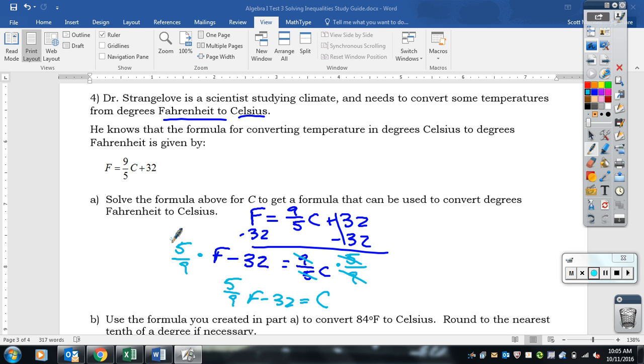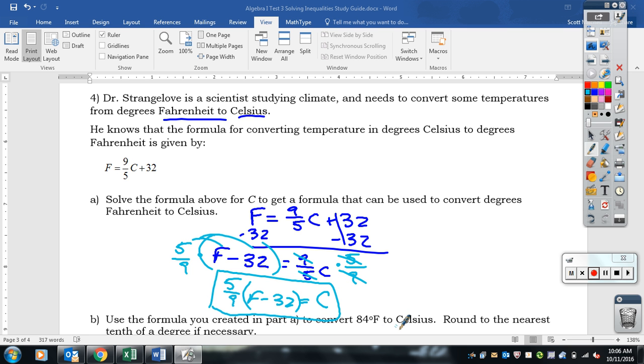Because when you multiply by 5/9, you need to multiply every term. Now, how do I multiply every term? That's where the distributive property or the quantity comes in. You need to use parentheses. If you don't have parentheses, it would be considered wrong. This would be considered correct for rewriting this formula.